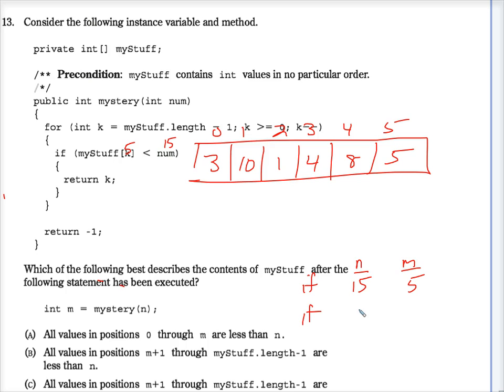If I run the program with n being a moderate number of, say, 6, then we get to a point where we're asking if k, which at that moment is 5, but the value of my stuff 5 is also a 5. Is 5 less than num? Is 5 less than 6? Yes, it is. So we again immediately return k. This whole method ends, and k, which is currently 5, returns, and that's what value gets stored in for m.